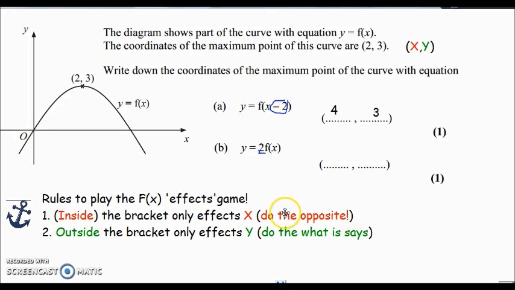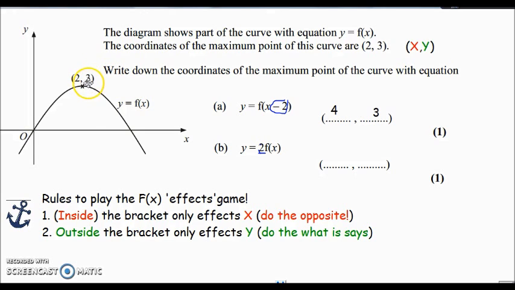Let's have a go at another one. So, the instruction on part B is this 2 outside the bracket. Can you see it? It's not a +2, it's not a -2, it's just a 2. There's no sign with it. What is it doing to the f(x)? If you know algebra, when things are next to each other, they are multiplying. So that's multiplying by 2. If it's outside the bracket, it will only affect the y coordinate. And do what it says. So, it says I've got to times the y coordinate by 2. And that is what I'm going to do.